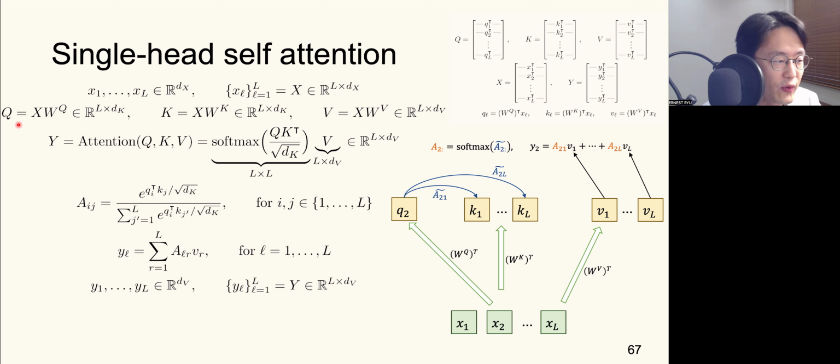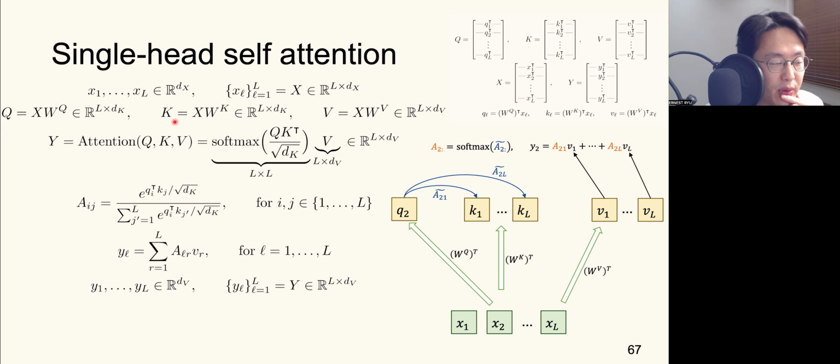Then we form these Q, K, and V matrices as X times WQ, X times WK, and X times WV. These W matrices are all separate for the Q, K, V values. So the result of X times WQ is L times dk. That means WQ is a dx by dk matrix. The Q and K have the same dimension, so WK is also of the same size. And then X times WV results in L times dv dimensions, so this WV matrix has dimension dx by dv.